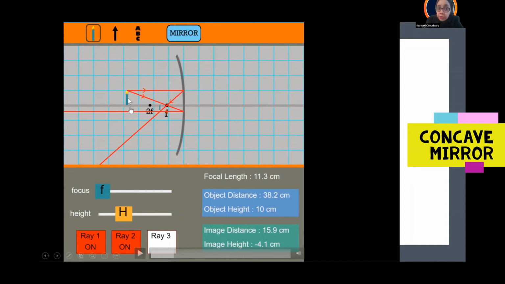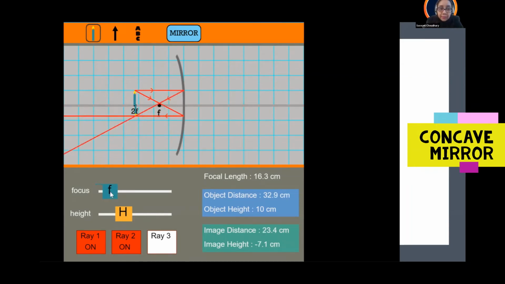So whenever we put the object beyond the center of curvature, or beyond 2F, then the image which is formed is between the center of curvature and the focus. And the nature of the image will be inverted, diminished, and real. Okay. Now let's see what happens if we bring the object further towards the center of curvature. Before that, let me help you understand by increasing the focal length to around 20 centimeter.